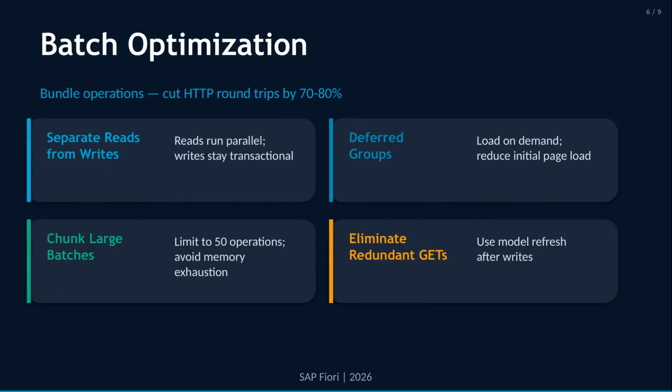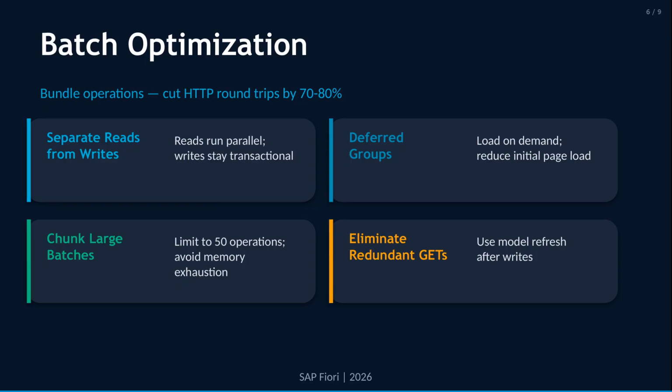Batch requests let you bundle multiple OData operations into a single HTTP call. The UI5 framework does this automatically when you configure the OData model with group IDs. But batch is not free. Each operation inside the batch still executes sequentially on the gateway, unless you enable parallel processing in the service configuration.